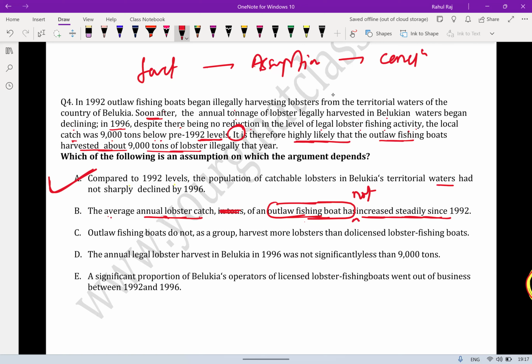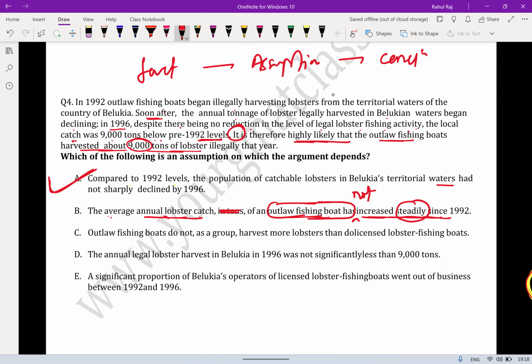What do you mean by not increased steadily? Steady again is an undefined, unquantifiable word. First of all, try and understand how this is related to the conclusion before we discuss this statement in detail. This option is trying to say that the average annual lobster catch of an illegal boat has not increased steadily since 1992. How is it weakening my conclusion that illegal boats caught 9,000 tons? Do you think it is in any way trying to weaken my conclusion?